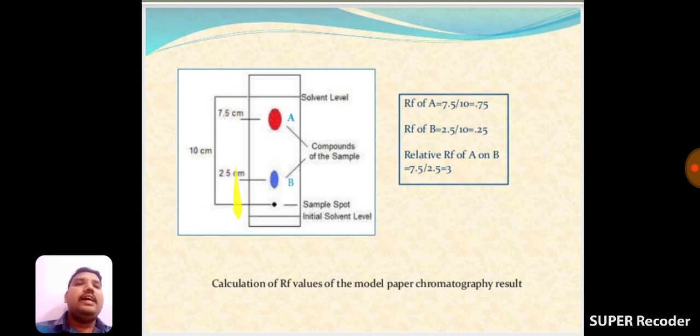The total solvent level is 10 centimeters. So to calculate the RF value of A, that is 7.5 by 10, which is 0.75. The RF of B is 2.5 by 10, which gives 0.25. The relative RF of A and B is 7.5 by 2.5, which equals 3. Okay, right? That is the retardation factor calculation from the model of the paper chromatography result. This is the calculation of the RF value, the retardation factor.